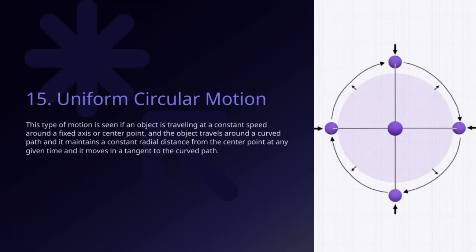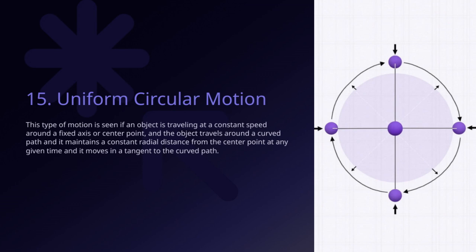This type of motion is seen if an object is traveling at a constant speed around a fixed axis or center point. It's a situation where the object moves along a curved path, but what's important is that it maintains a constant radial distance from that center point at all times. In other words, it stays the same distance away from the center throughout its movement. Additionally, as it moves along this curved path, its direction at any moment is tangent to that path.